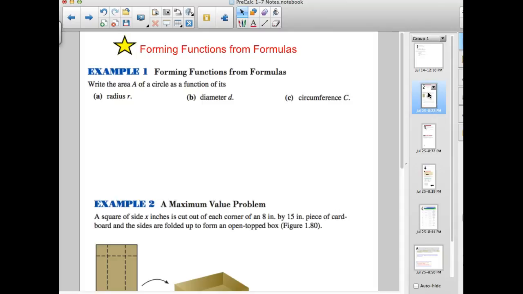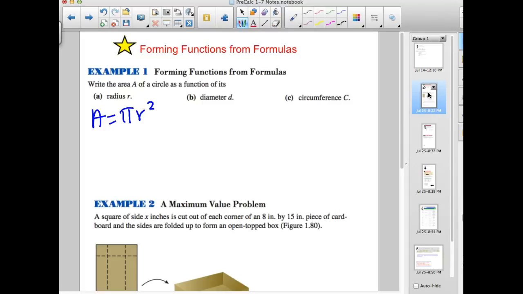What is the formula for the area of a circle? What comes to mind? Area equals pi r squared? Okay, so what we've just done there is we've written area in terms of its radius. We've written a function or a formula in terms of r. Okay, so if we knew the radii of a whole bunch of circles, we could figure out their area pretty easily.